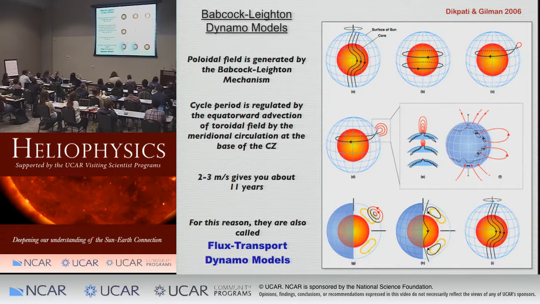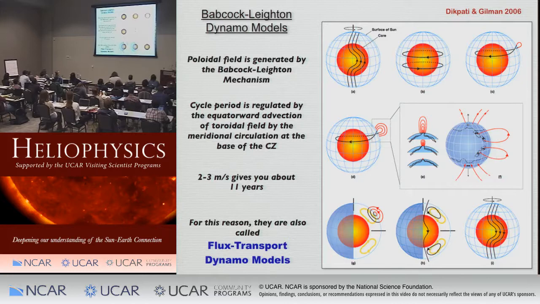So the meridional flow here, toward the poles near the top, toward the equator near the bottom, has two functions. One is to get the poloidal flux from the top that's generated by decaying active regions down to the bottom. And the second role of the circulation is that the equatorward flow at the bottom is what accounts for the butterfly diagrams, the migration of the toroidal field toward the equator. It's being pushed along by this equatorward flow.